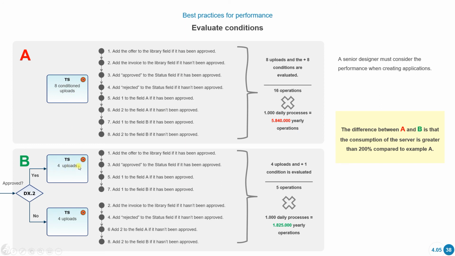Now, here we've done exactly the same. We're going to configure the process to have the exact same output, but here we put a gateway that we're going to evaluate once, and then here we have 4 uploads, and here we have another 4 uploads. So here we're making one evaluation, and here we're making 4 evaluations. So basically we're triggering 5 operations. Multiplied by 1,000 daily processes, let's round it to 2 million yearly operations. Okay, so the difference between 6 million and 2 million, that's quite a bit.